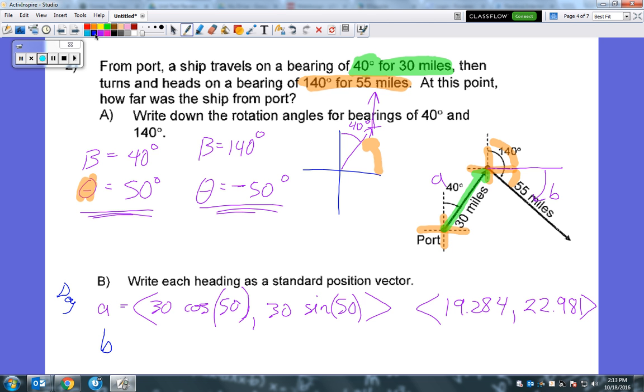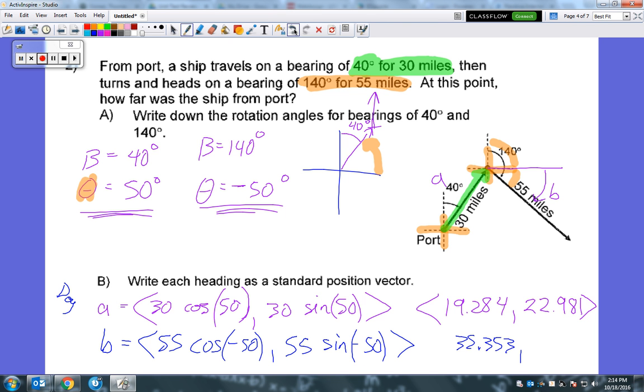Remember when you're doing this, you must be in degree mode. B's components were a similar thing: cosine is x. However, we had a negative 50 and a magnitude of 55. The 55 is the strength times the sine, because we're looking for the y. That's negative 50. Anyone handy with the calculator, what are those three decimals? 35.353. Okay, and then? Negative 42.132. Thank you.